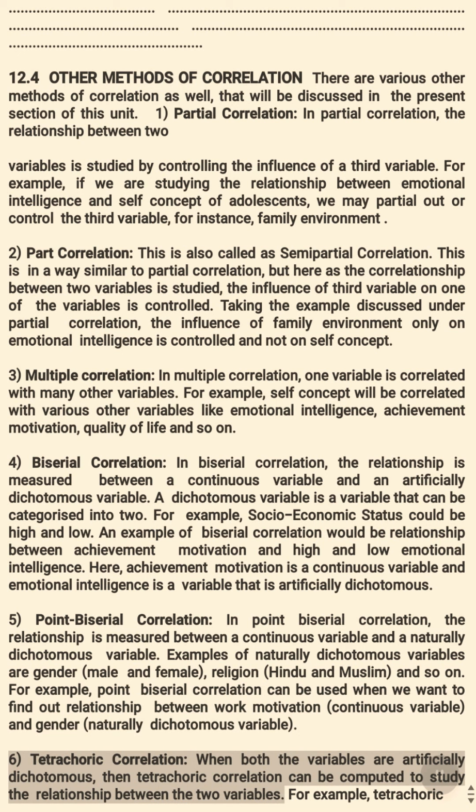6. Tetrachoric correlation. When both the variables are artificially dichotomous, then tetrachoric correlation can be computed to study the relationship between the two variables. For example, tetrachoric.